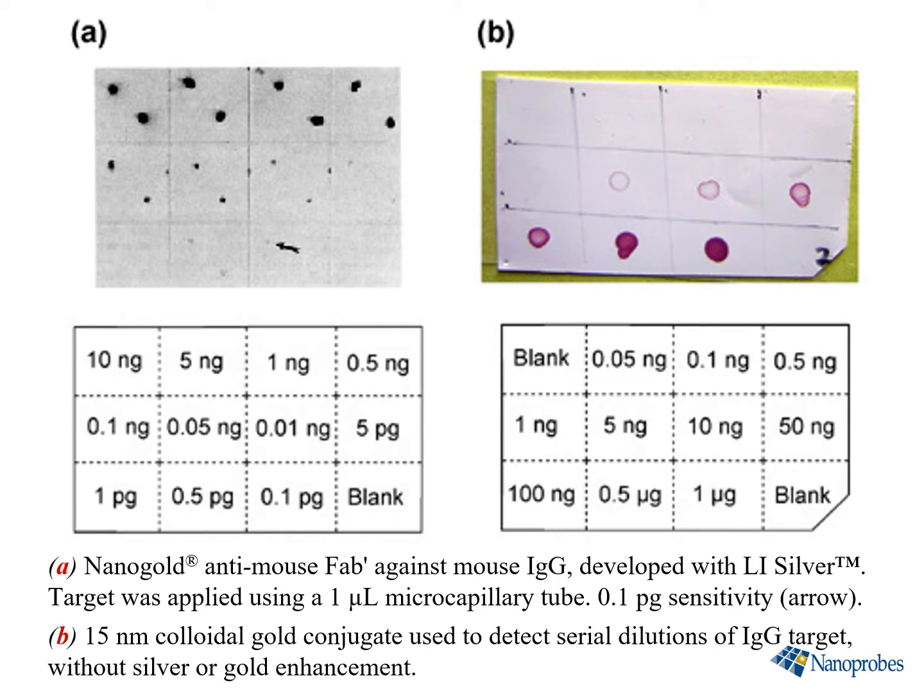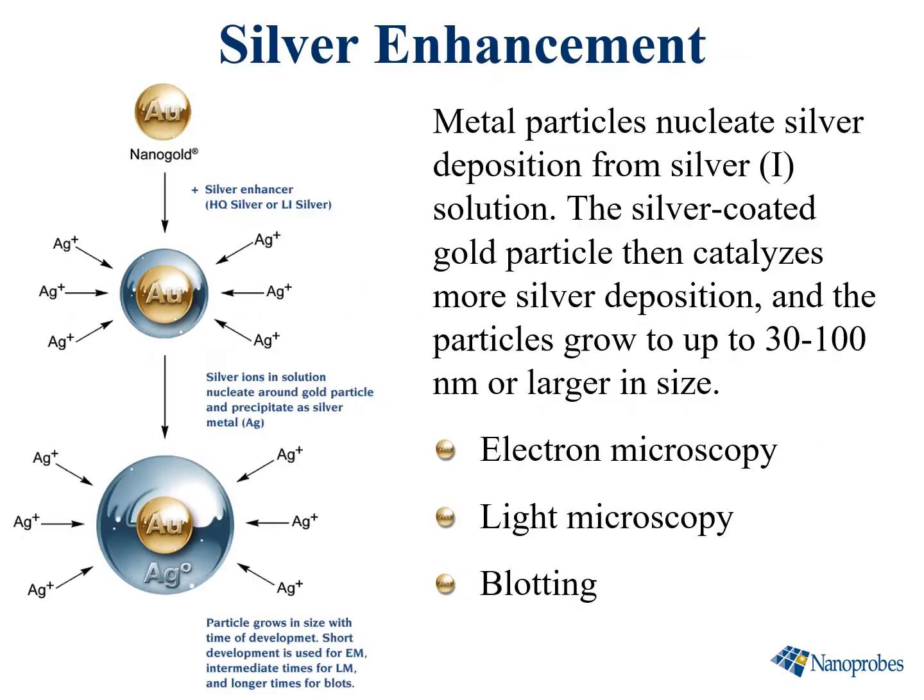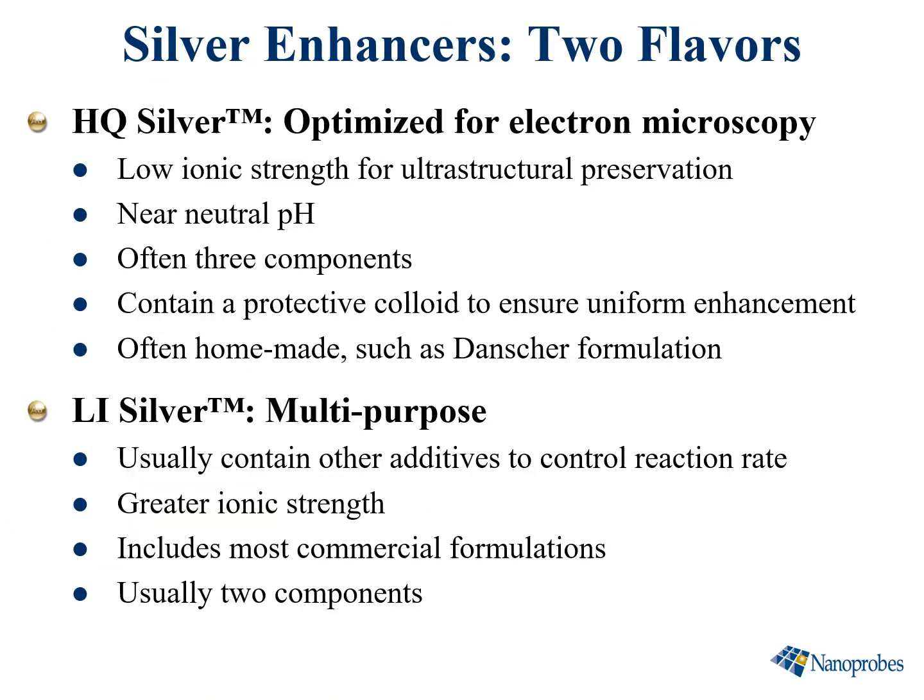So Nanogold, even though it's a smaller gold nanoparticle, when it's used with silver enhancement, is about 10,000 times more sensitive than colloidal gold. So that's silver enhancement. Grow nanoparticles up from 1.4 nanometers to as large as 30 to 100 nanometers or larger. Great for electron microscopy, light microscopy, and blotting.